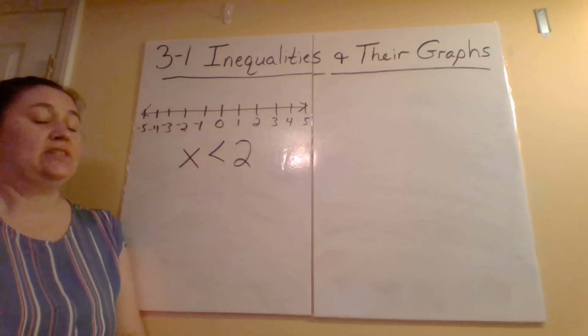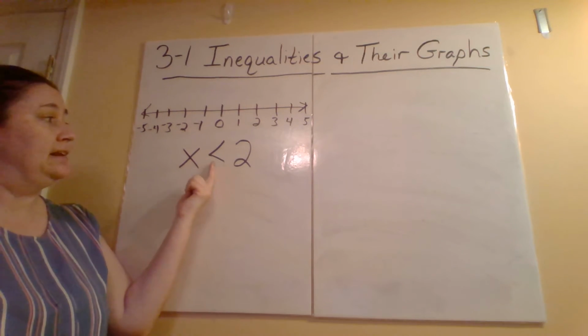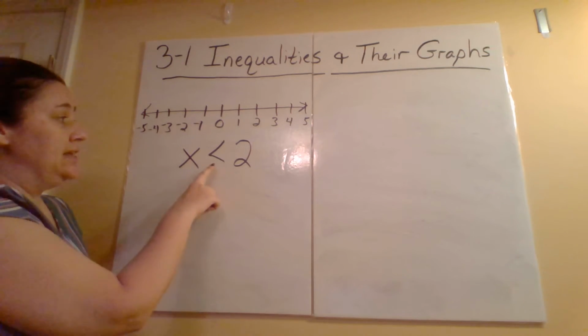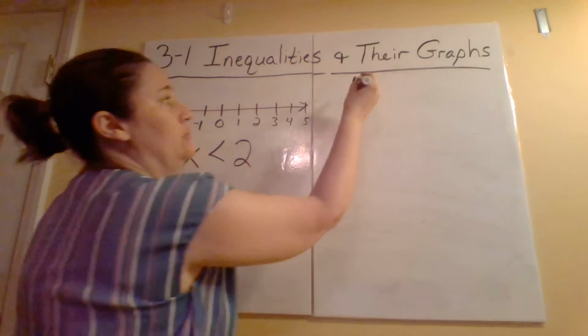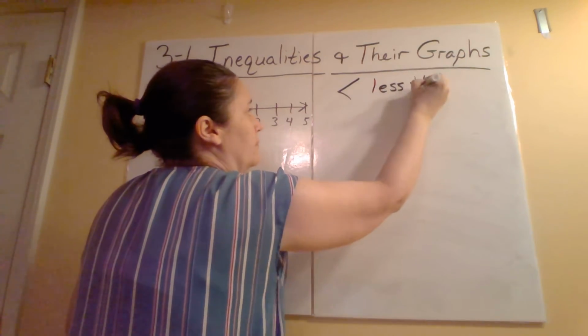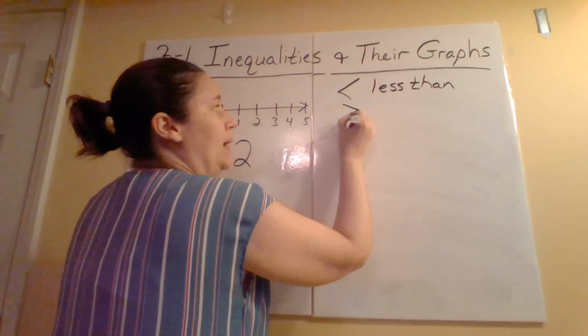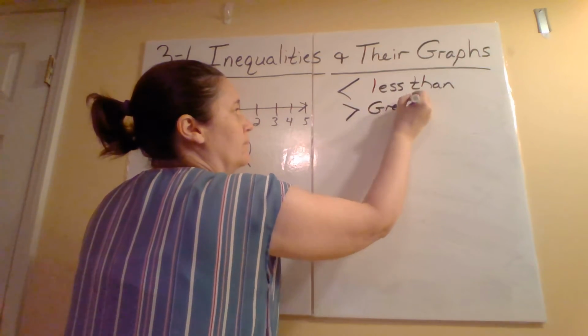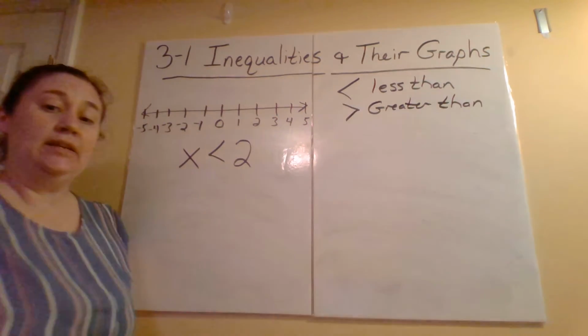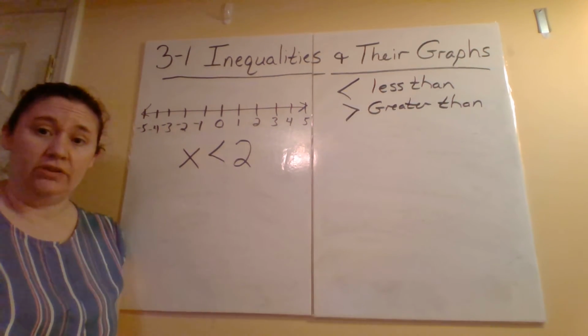Do you remember when we studied equations? Anything that had an equal sign was called an equation. Well, anything that has an inequality sign, which means less than or greater than, those are inequalities. That means that numbers are not equal to each other.